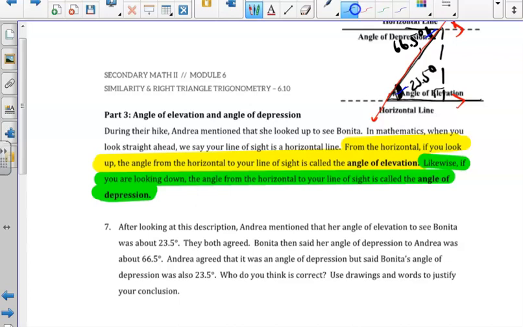If we examine this diagram and say the angle of elevation is 23.5 degrees, then since these lines are parallel and cut by a transversal, these angles must be alternate interior angles, which must be congruent. Therefore, both of the angles must be 23.5 degrees. It is not possible for Bonita's angle of depression to be anything but 23.5 degrees. Thus, Andrea is correct in that the angle of depression is also 23.5 degrees.